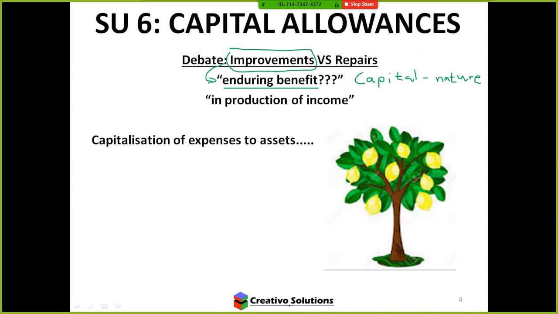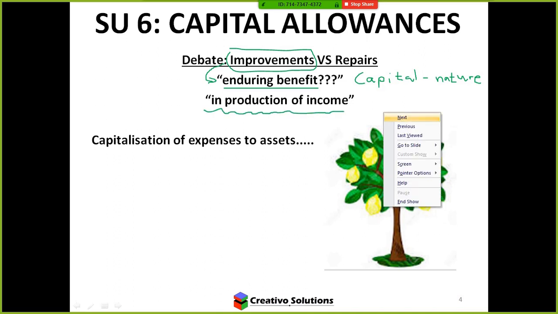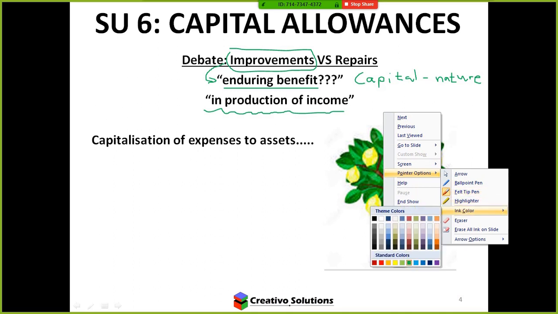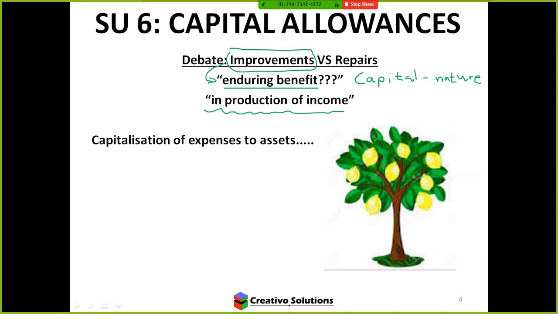And then if something is part of the production of income, the repairs would be part of that. Because if you think about repairs, repairs don't give any enduring benefit. A repair is part of operations. It's operational. So if it's part of operations, it's then considered income in nature.